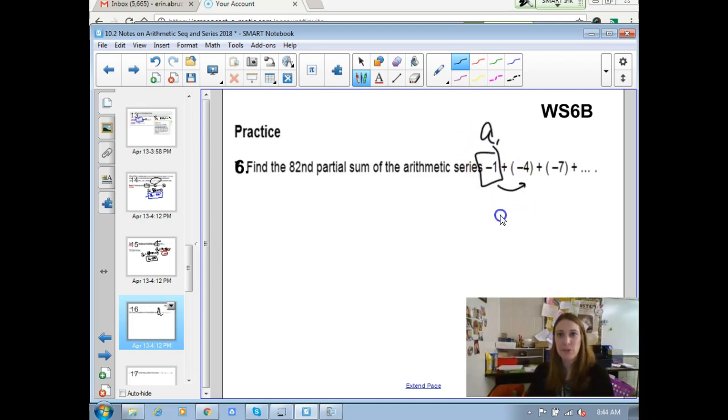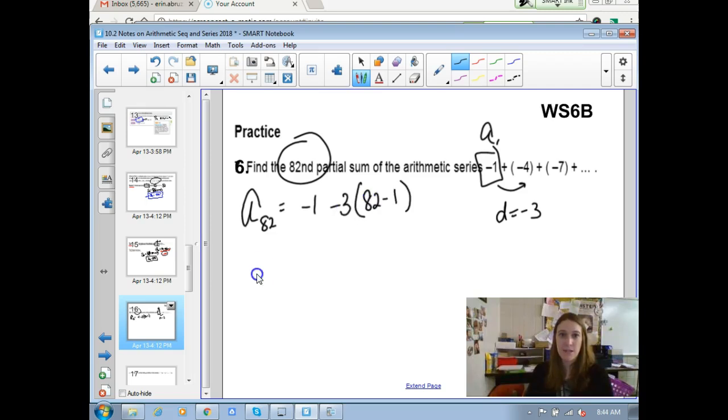So, first term is -1. I can tell that we're subtracting 3 each time. So there's a common difference. I want you to find the sum of the 82nd term. Oh boy, up to the 82nd term. So we need to find the 82nd term if we're going to use that formula. So first term plus the common difference, so -3 times n minus 1. So the 82nd term is, I think I calculated that. Let's find out. -244.